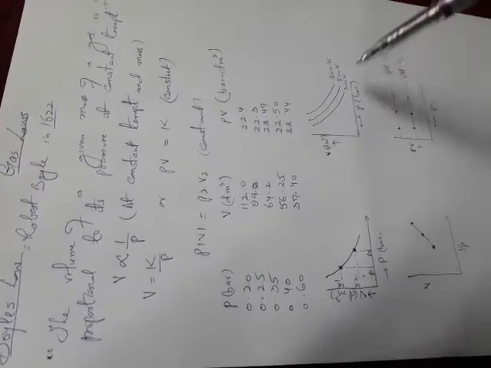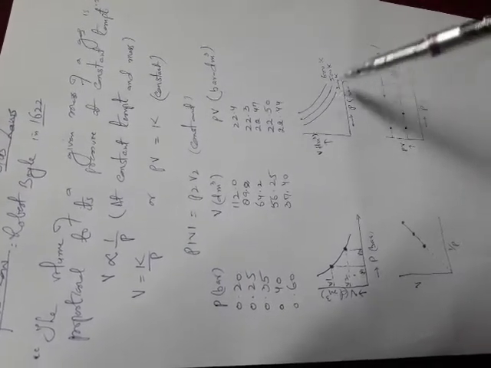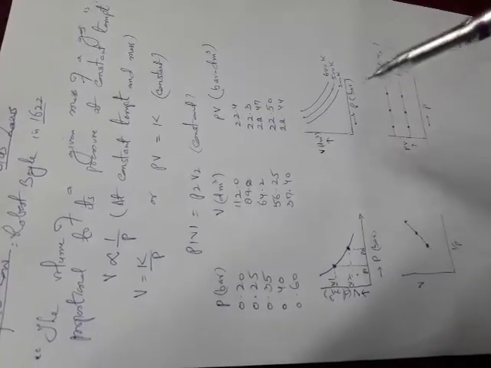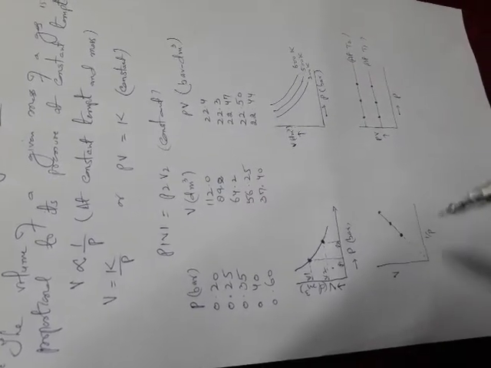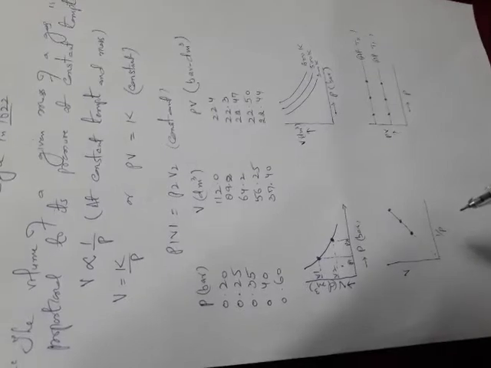The curves we get at constant temperature, as you can see, I have shown here three different curves. These are called isotherms. Now we can also plot volume against the reciprocal of pressure. So this is the volume versus reciprocal pressure graph.